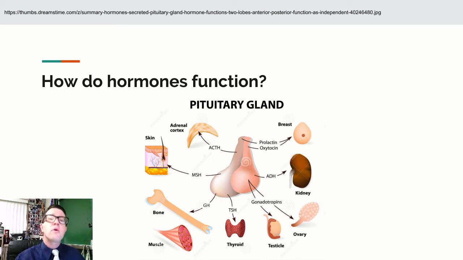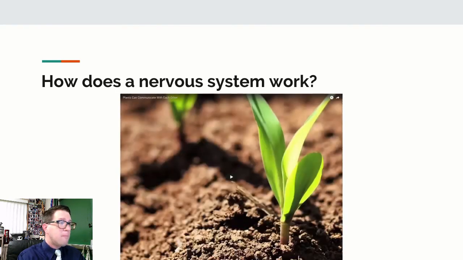If I look at hormones, hormones in us turn out to have a whole bunch of different names, and they have a whole bunch of interactions. How does that work? They need to be released, and then they bind to receptors, and they cause some type of response. Plants will do the exact same thing, just theirs are a bit more nuanced.